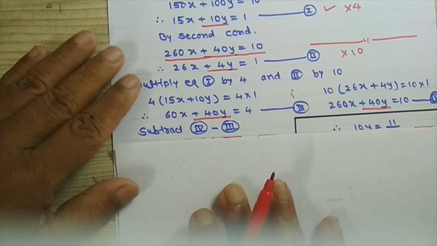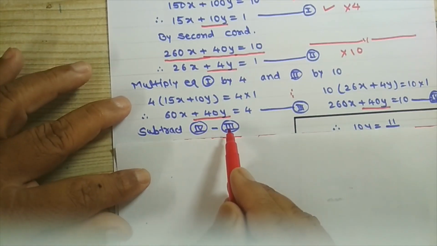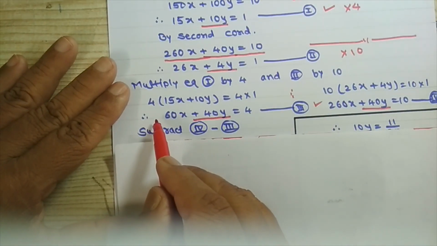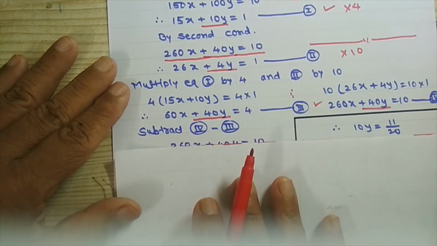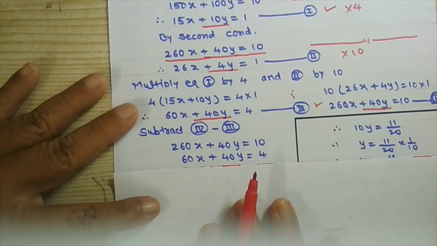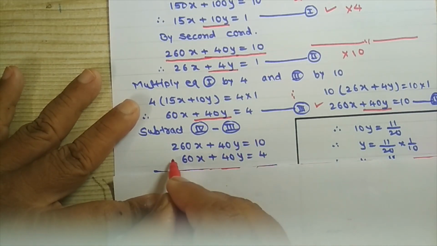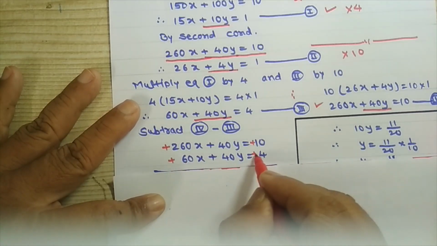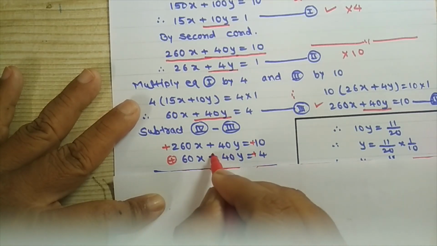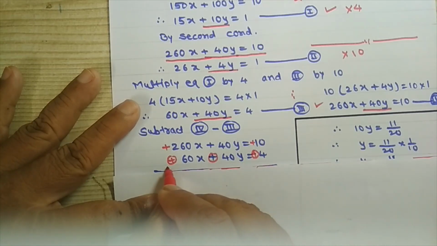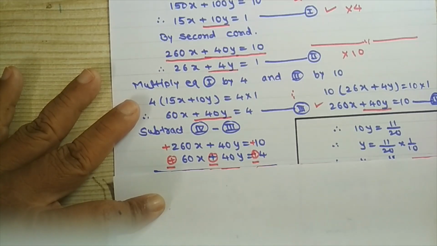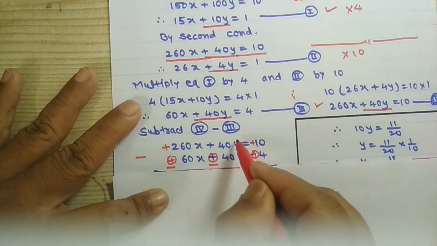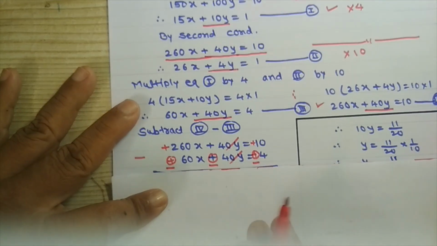That subtraction is written like this: subtract 4 minus 3. The larger equation is the fourth one and the smaller is the third one, therefore we have to subtract like this. When we subtract, we have to change the signs of the second equation. Here minus, here minus, here minus. Now this is the subtraction procedure. Plus 40y minus 40y automatically cancel.